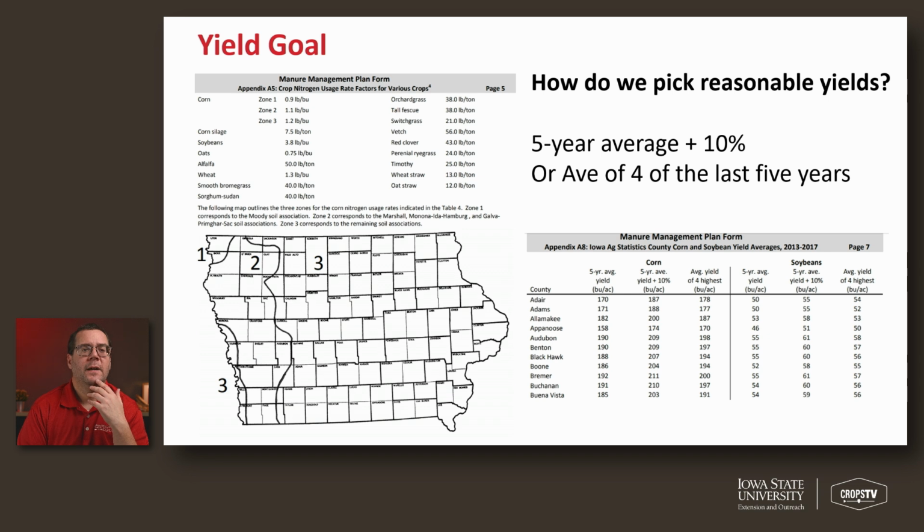The other thing it does, especially for corn production, is it breaks Iowa into 3 different regions: zone 1, zone 2, and zone 3. And for each zone, it gives a nitrogen use rate factor, how many pounds of nitrogen we think we should put on to grow a bushel of corn. So Northwest Iowa is at about 0.9 pounds of nitrogen per bushel. Central Iowa is at about 1.2 pounds per bushel.